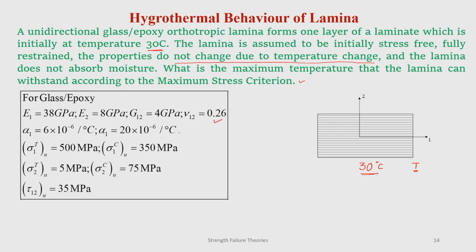All these data are given, E1, alpha 1, alpha 2, and then sigma 1 ultimate, the longitudinal tensile stress, longitudinal compressive stress, transverse tensile stress, transverse compressive stress, and then in plane shear strength. Now, suppose the temperature is T, suppose it can withstand a temperature of T. We have to find out that.